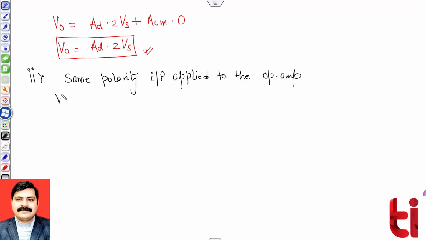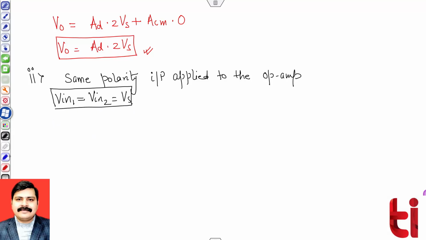Now I am considering Vin1 will be equal to Vin2, and this will be equal to, suppose, Vs. The interesting part is you can check now I am using a common signal having the same polarity being applied to both the inputs.